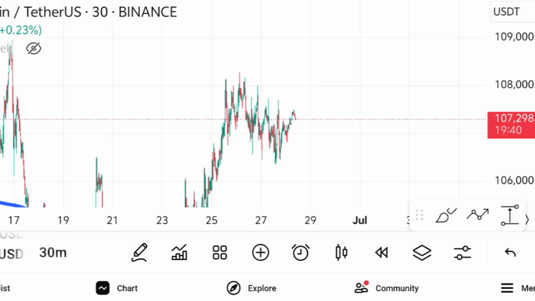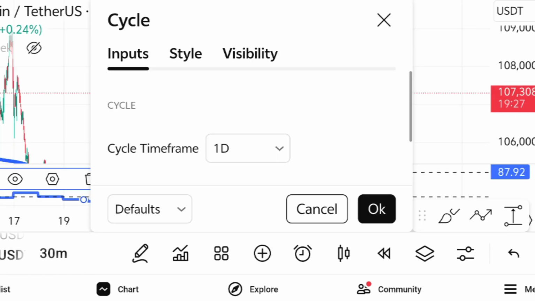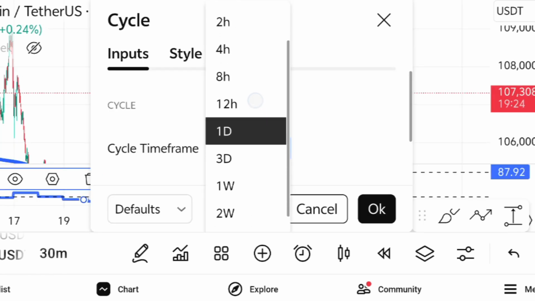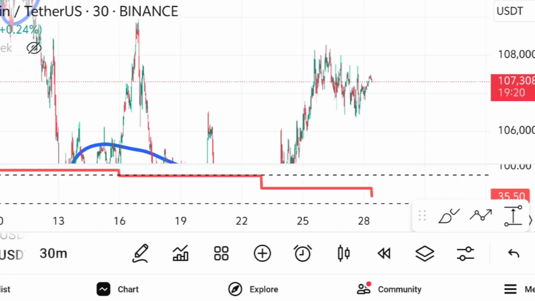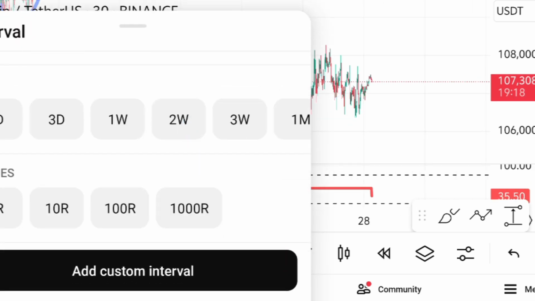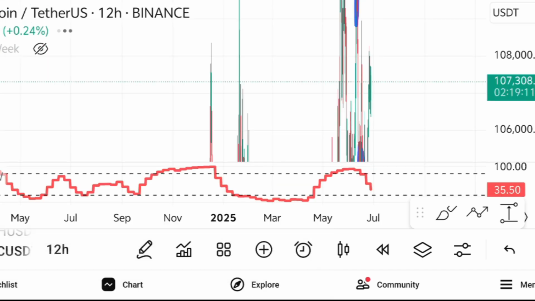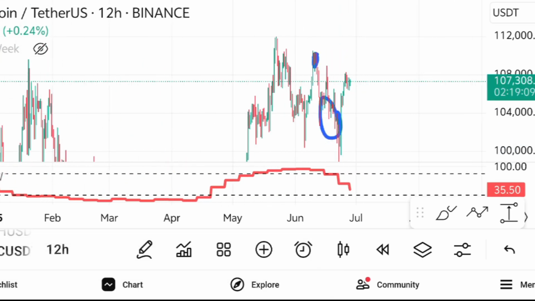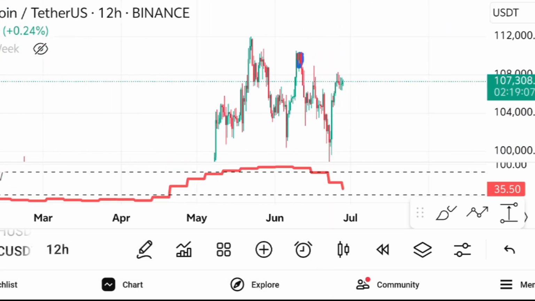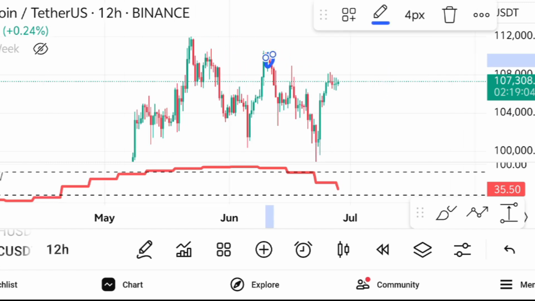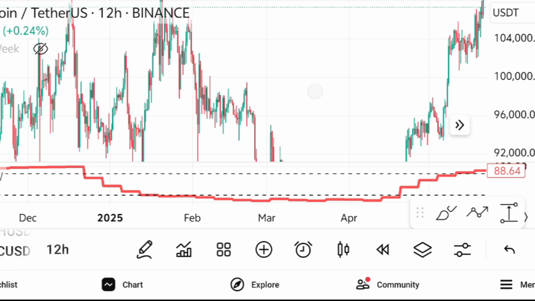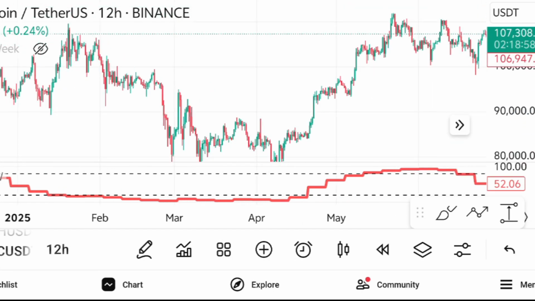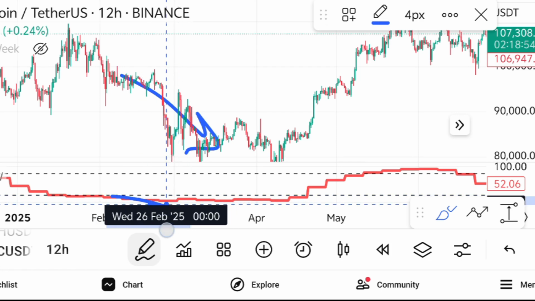Now, if I go to another cycle indicator, I can simply go to the settings of this indicator and change it, for example, to 1 week. If I print 1 week, I can see a very similar picture, and let me also change the time frame from 30 minutes to 12 hours, so we can see a bit more price history for Bitcoin. What we can see is that our chart is actually trending down, and it's perfectly normal because the 1 week cycle indicator shows exactly the same. If it's going up, we can expect the price to go up, and if it's going down, we can expect the price to also go down.